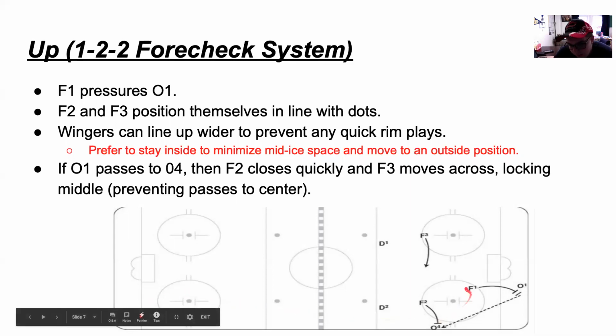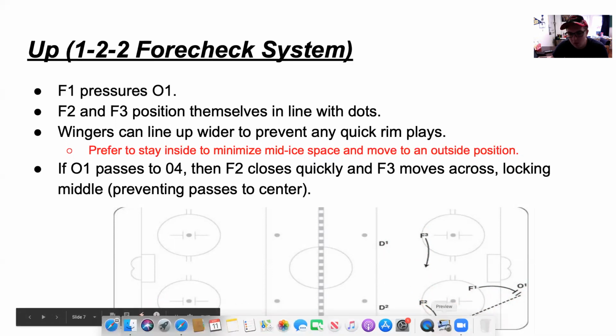So F1, we see, is going to pressure O1. So if the pass is coming over here, O1's going to be forced to make that pass. That way F2 comes over here and can pin his or her man on the boards and get the puck, okay? And then F3 will move across to play that high slot, okay? We always got to have somebody up top, okay?